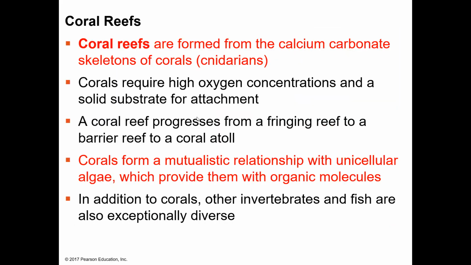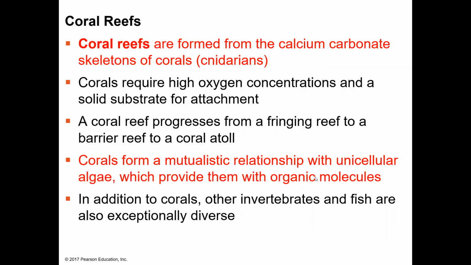Coral reefs. Coral reefs are very important. They're formed from the calcium carbonate skeletons of corals, which are cnidarians. Corals require high oxygen concentrations and a solid substrate for attachment. The coral reef can grow and change from a fringing reef to a barrier reef to a coral atoll, which is a beginning of an island. Corals will form a mutualistic relationship with unicellular algae, which provide them with organic molecules.